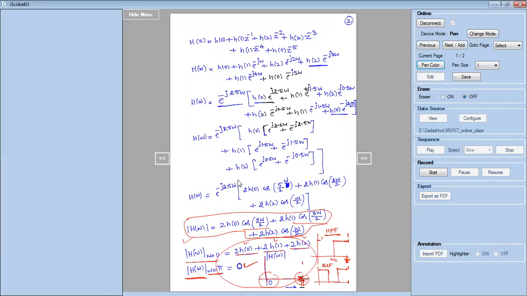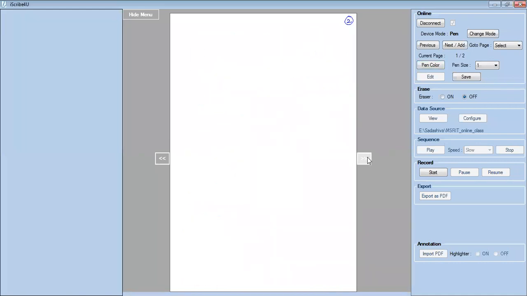Making sense? Okay. Anybody else having any sort of doubt? Shall I proceed? Yes, sir. Okay. Next, after this, I'm considering type 3.